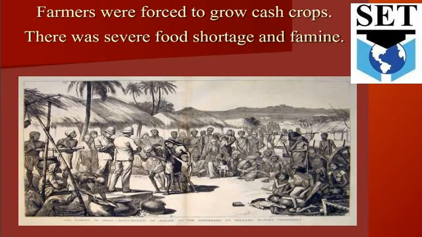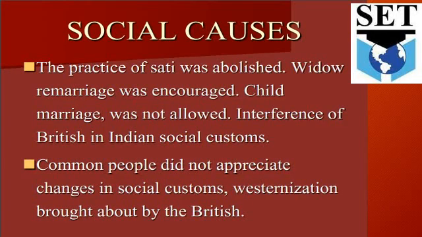The farmers were forced to grow cash crops. There was severe food shortage and famine. Social causes. Social causes: the practice of sati was abolished.